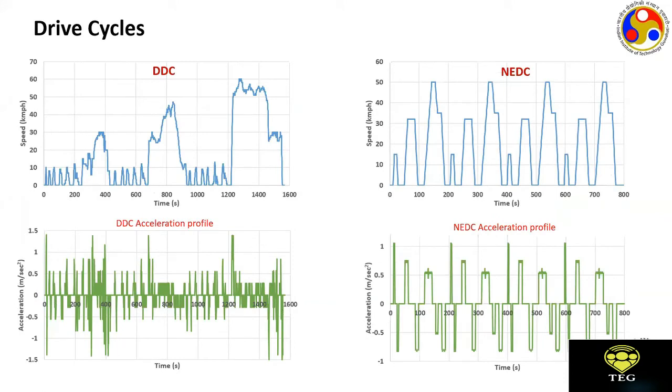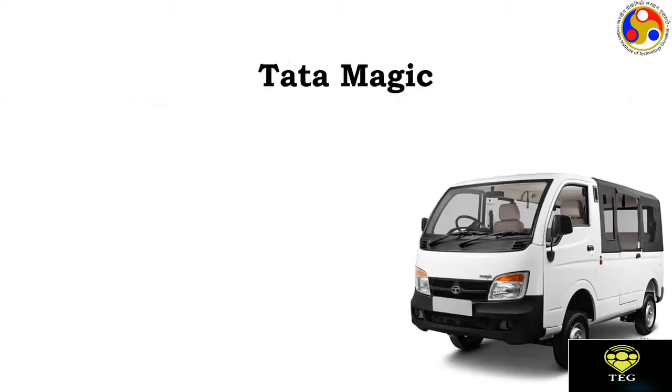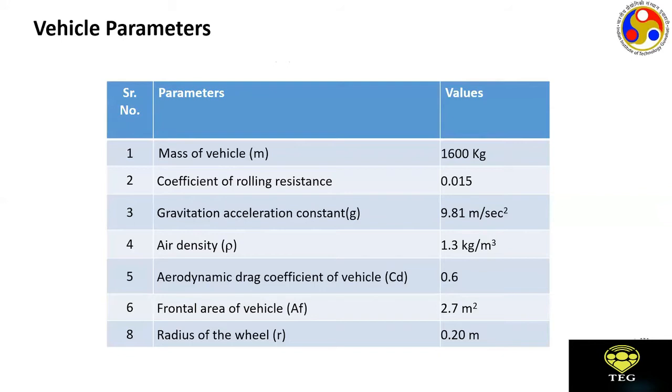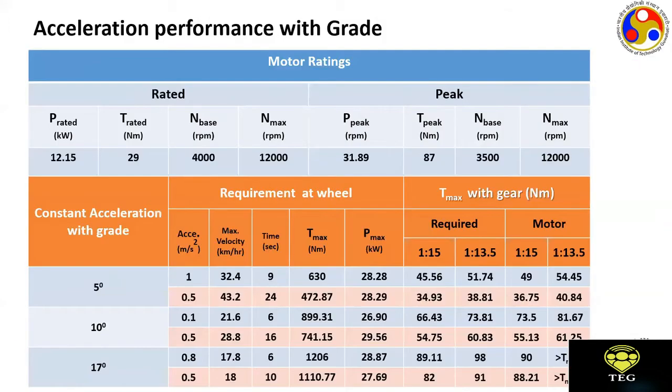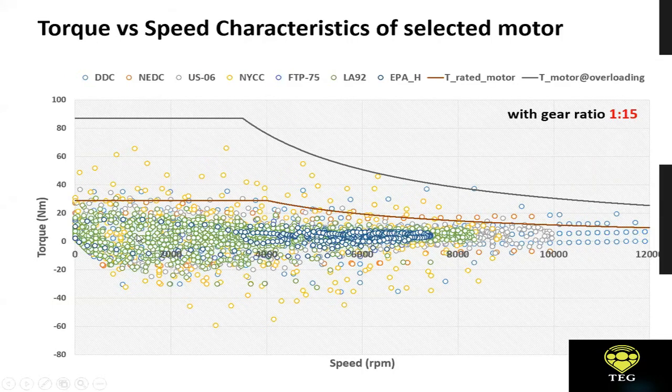Okay, so now what we are going to see is something very interesting. So we have these 8 drive cycles. Okay, and we have this vehicle Tata Magic, whose parameters are given here in this table. Fine, and the dynamic equations are given in the coursework. So now using all this, what we try to get is the operating range. Now these blue dots that you see, okay, they correspond to different drive cycles.